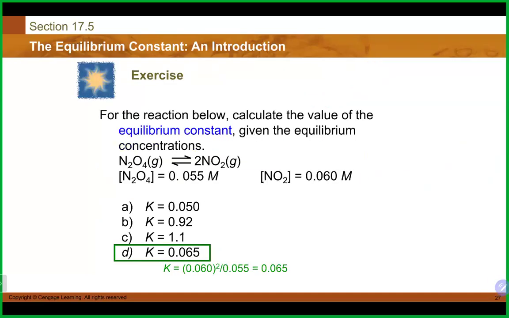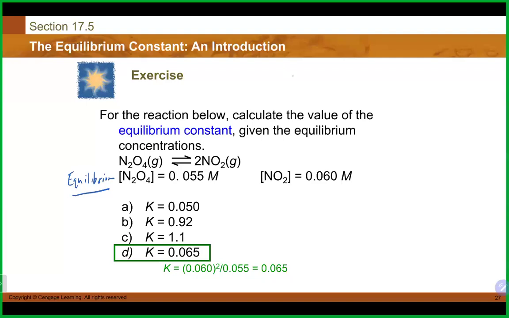All right, so let's take a look at this one here. For the reaction below, we want to calculate the equilibrium constant for this reaction. These are our equilibrium concentrations that are given to us. So as I mentioned before, in order to actually calculate the value of K, you do need the equilibrium concentrations either given to you, or you may have to calculate them in some cases.